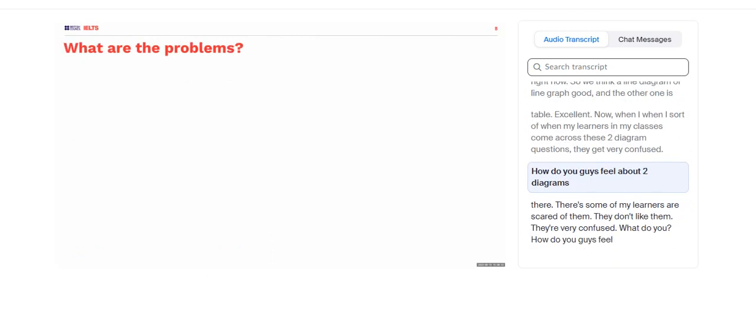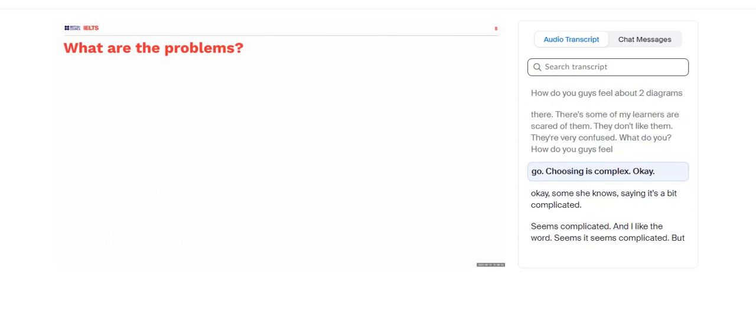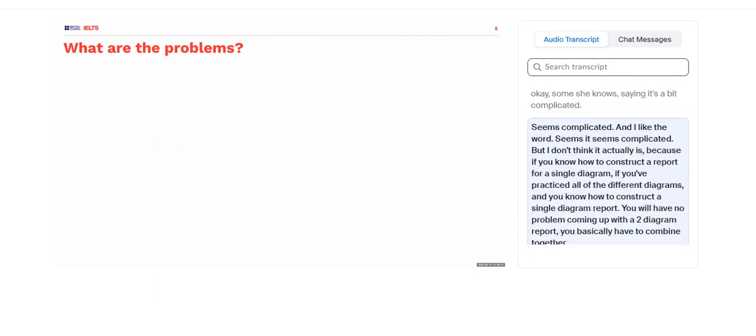How do you guys feel about 2 diagrams? Some of my learners are scared of them. They don't like them. They're very confused. How do you guys feel? Gertrude saying it's complex. Okay. Shino saying it's a bit complicated. Seems complicated. And I like the word seems. It seems complicated, but I don't think it actually is.